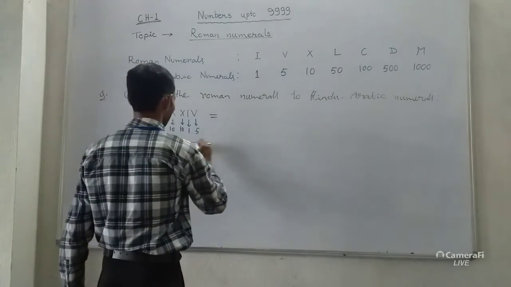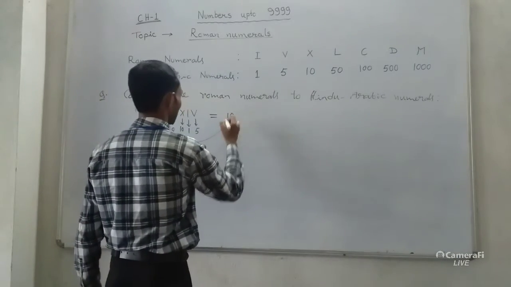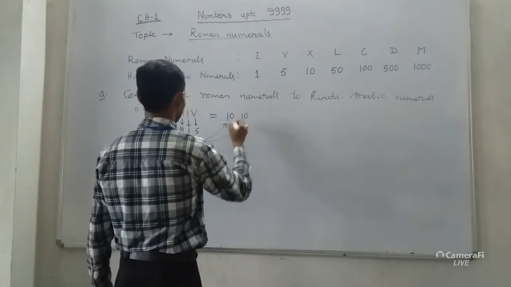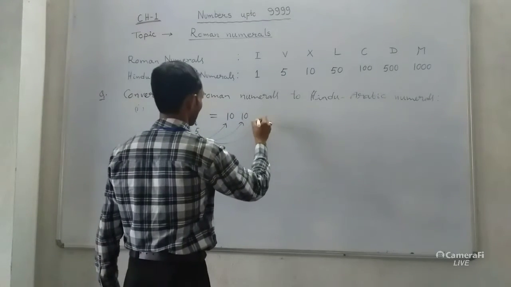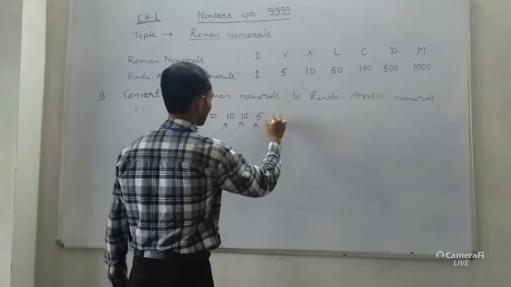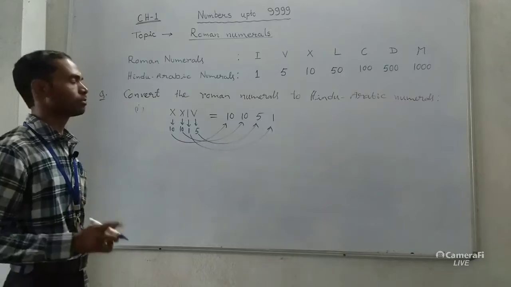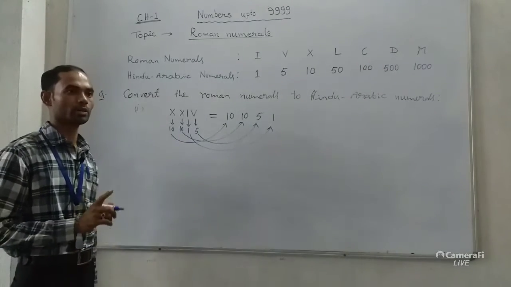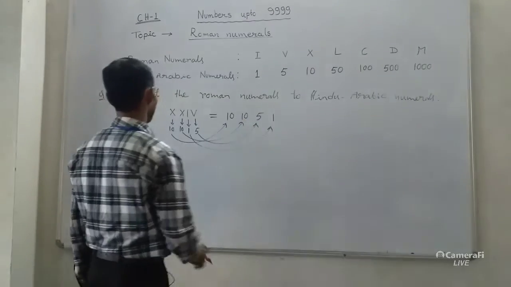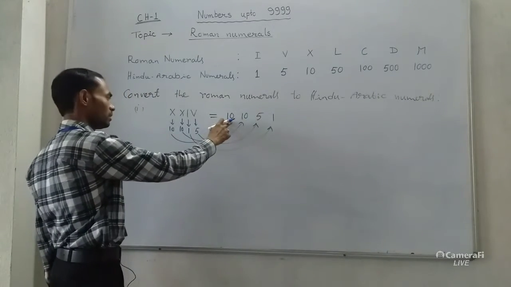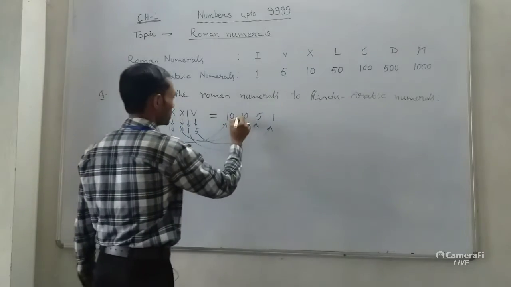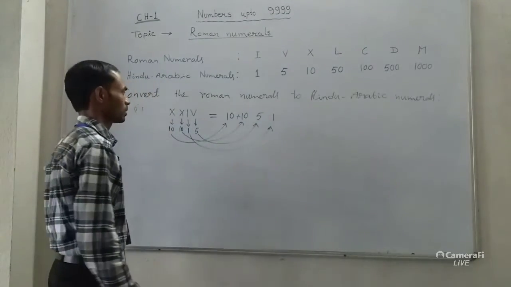So first we will write 10, then this 10, then this 5, and next we will take this 1. Now you have to put the proper symbol according to the rules. 10, 10, 5, 1. Okay. First 10 is written here. Next is again 10, so 10, 10 comes repeatedly, so there will be a plus sign. Okay.